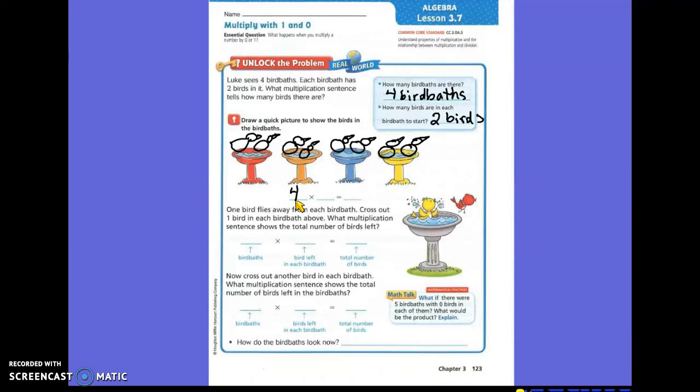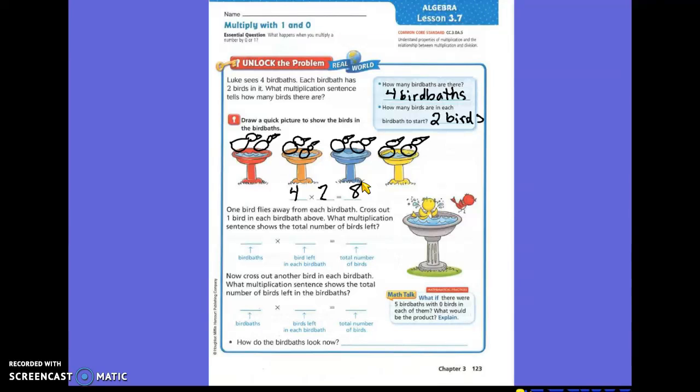What's our second factor going to be, Jacob? 2 because there are 2 birds in each bird bath. Yes, 2, because there are 2 birds in each bird bath. And now, what should our answer be, Tyson? 8, because there are 8 birds in all.